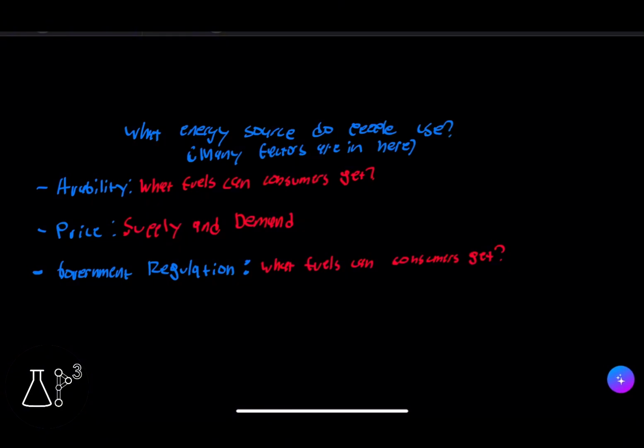And now we're going to talk about price, supply, and demand. A lot of countries have different economies. So if the economy is really high, there's a lot of availability to get a lot of resources. But if a country has, unfortunately, a lower economy, the demand and supply for resources is going to be a little bit lower because the economy is low. So with a higher economy, the ability for supplies is higher, and with a low economy, the demand for goods is going to be a little bit lower. And government regulation, there can be like, what fuels can consumers get?